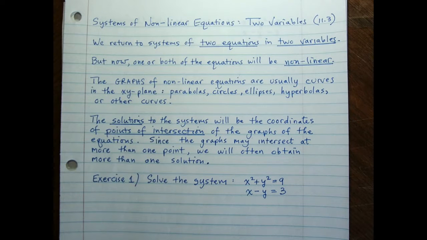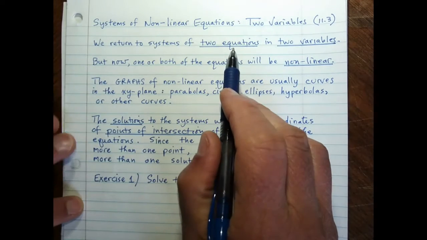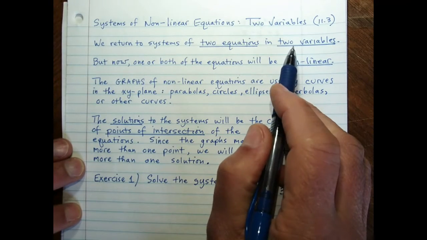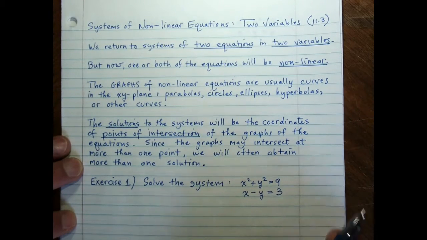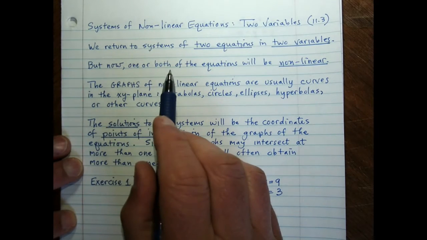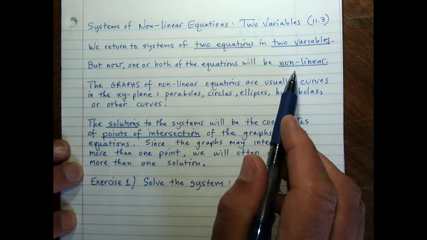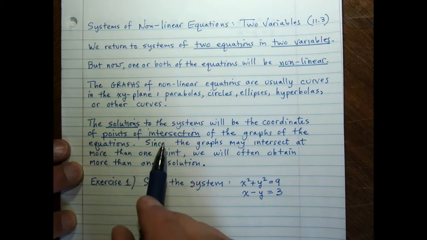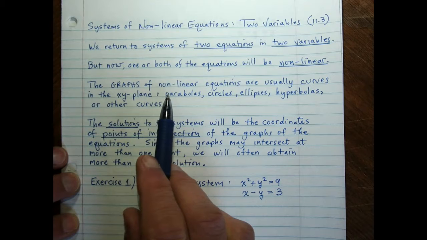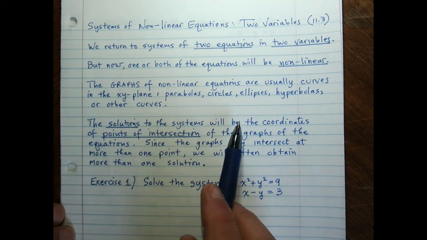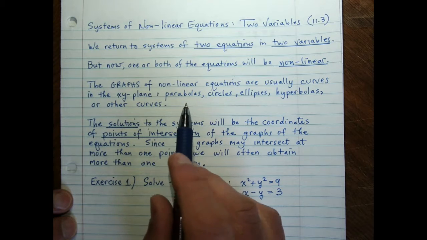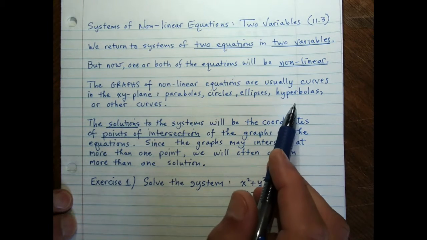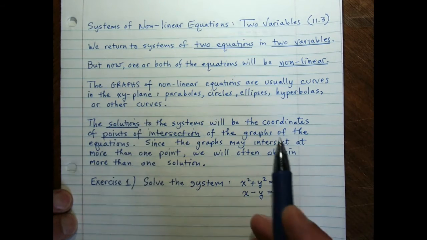What we're going to do is return to systems of just two equations and two variables, x and y. So no z in this section, just x and y. But now what's different is one or both of the equations will be nonlinear. The graphs of nonlinear equations are usually curves in the xy plane: parabolas, circles, ellipses, hyperbolas, or even other curves.